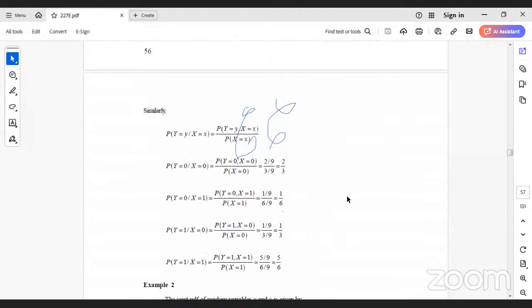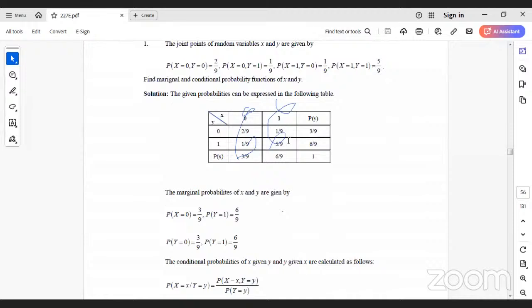1 by 9 and 6 by 9. We are taking the same condition here: 1 by 9, 1 by 9 by 3 by 9, 5 by 9 by 6 by 9.